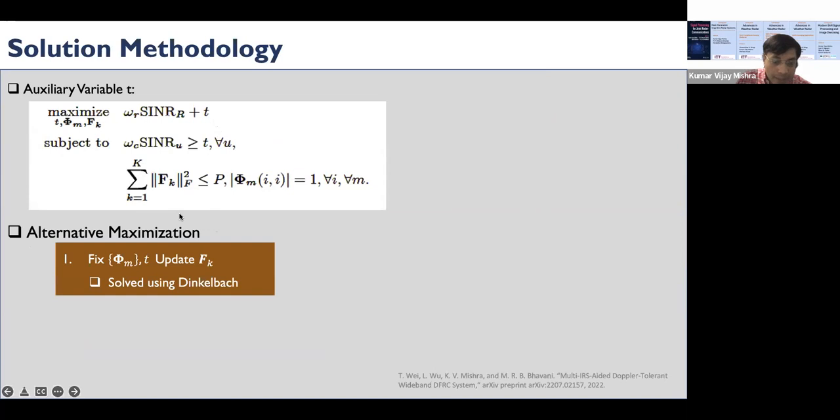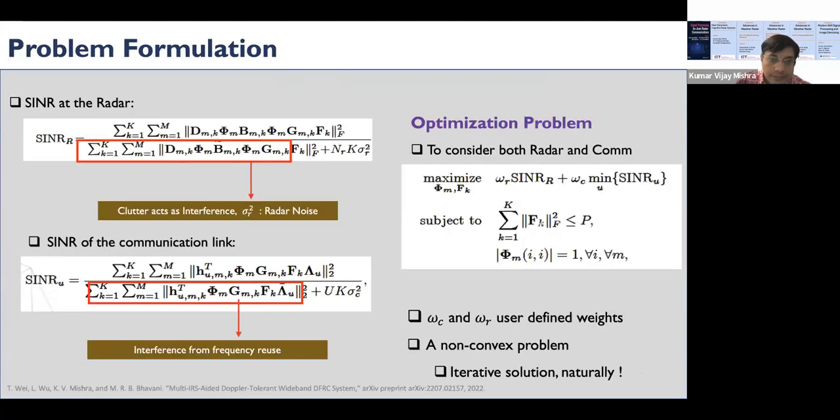What is V_m here? That is the phase matrix of the mth IRS. Oh, very good. Yeah. And in the SINR expressions, one of them has two Φ_m's in the numerator, and the other one has only one Φ_m. Like the radar one has two Φ_m's in the numerator. Yeah, so this is because the signal goes from IRS to the target, comes back from the target to the IRS, and then to the receiver.